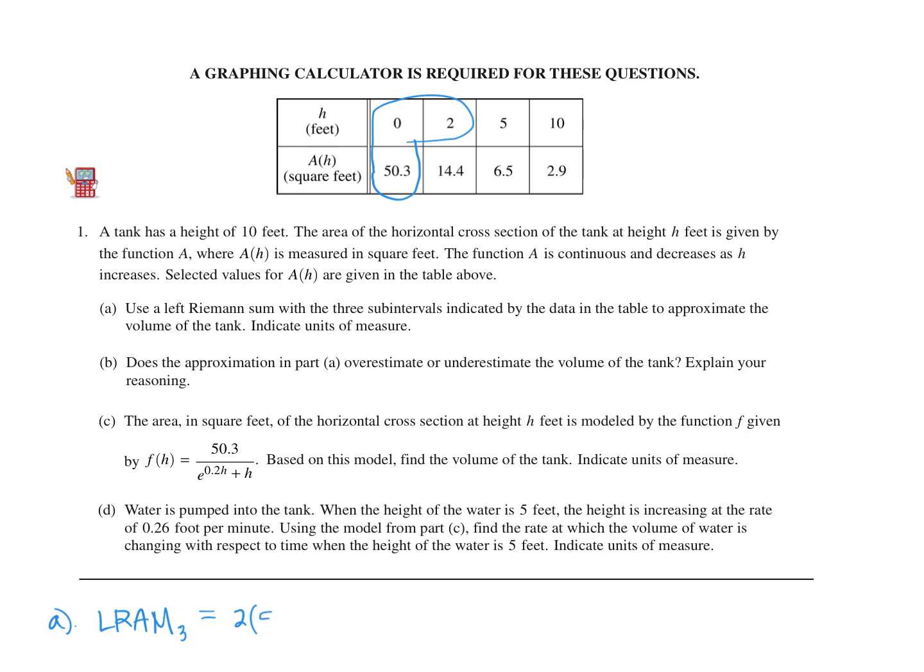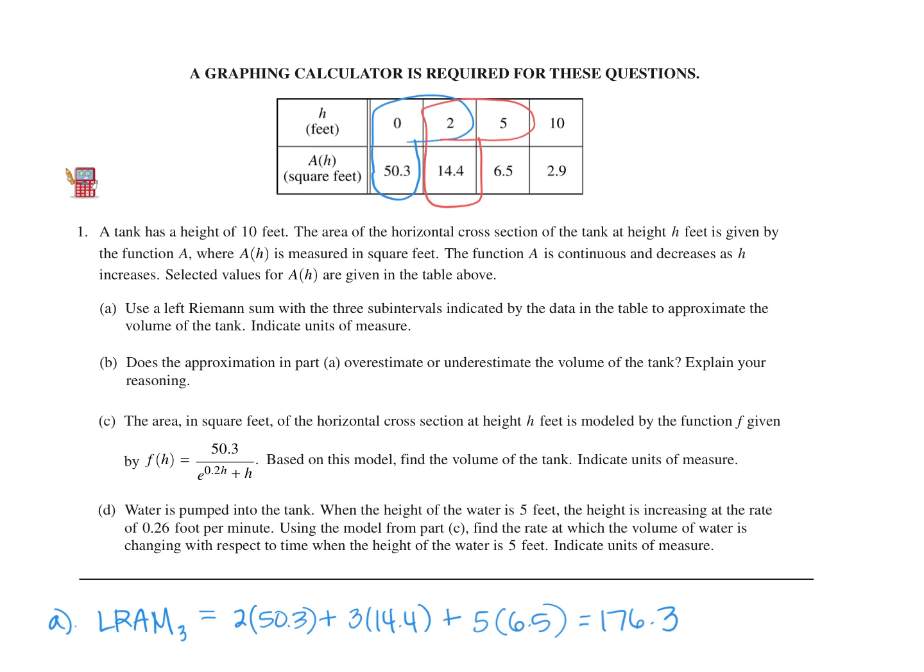So it would be 2 times 50.3 plus the next base. What value is it? 3 this time. So the next one is 2 to 5 with a left value of 14.4. And then our last base that we're considering would be 5 times 6.5. Then you'd use your calculator to evaluate that. That gives us a total of 176.3, and they want us to indicate units of measure.